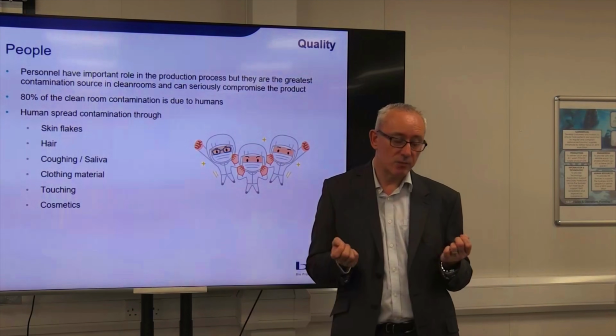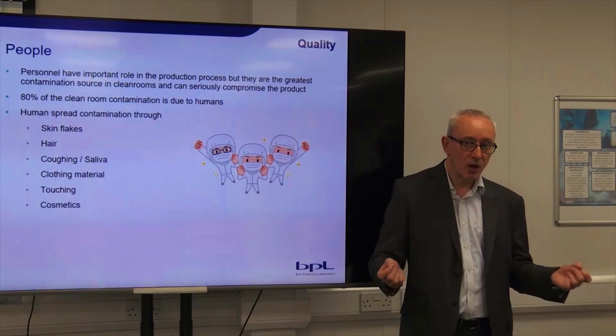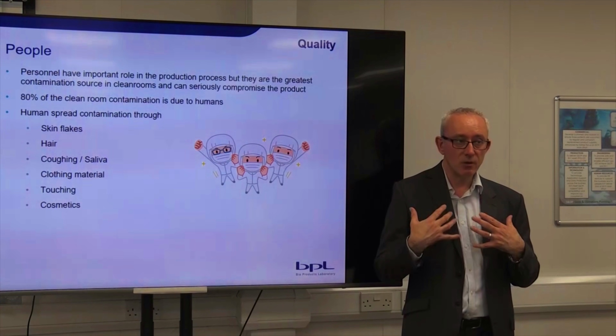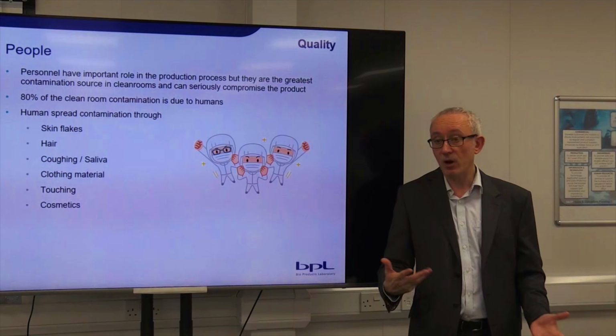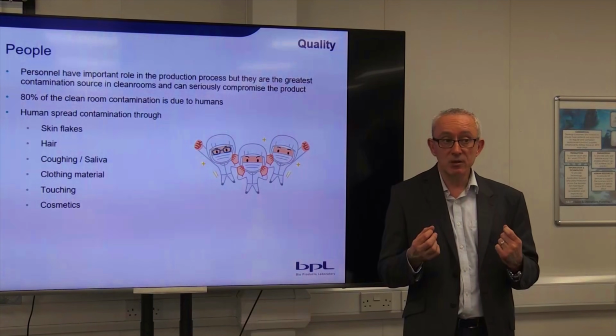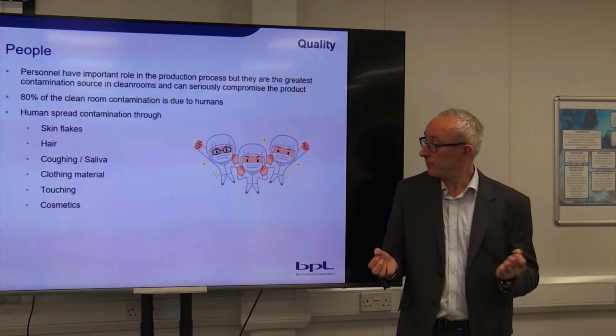Then clothing material. So clothing does produce fibres which spin off. So the clean room suits that are worn are relatively quite expensive as items of clothing. They're several £100s each, but they're designed to be low fibre shedding.